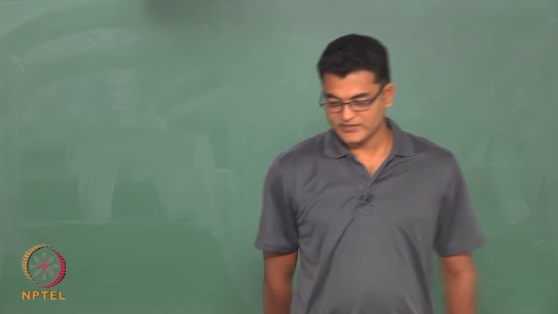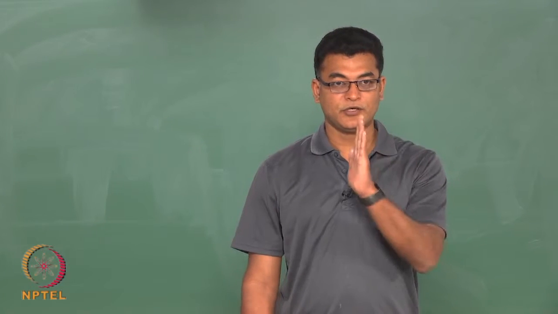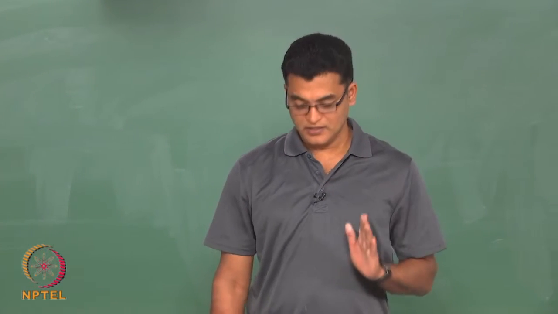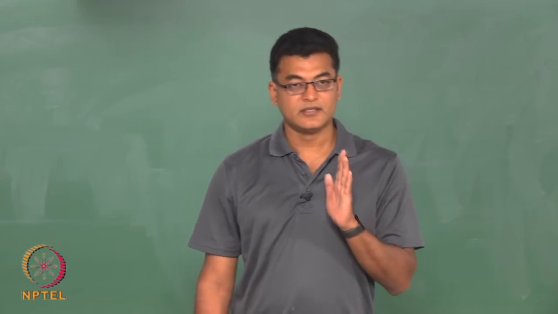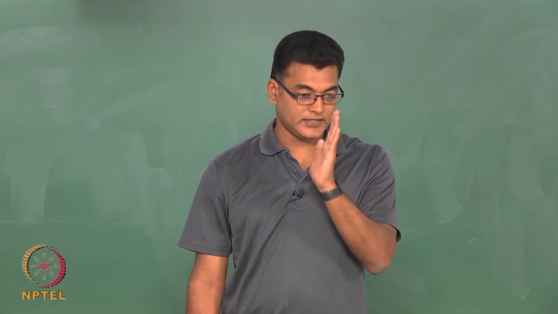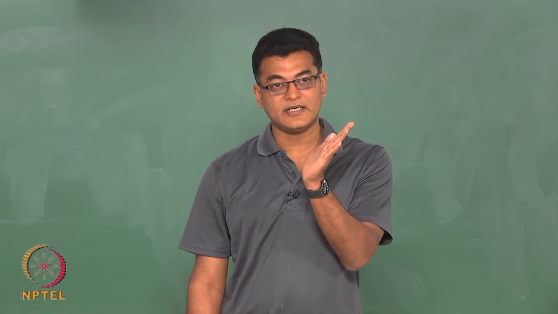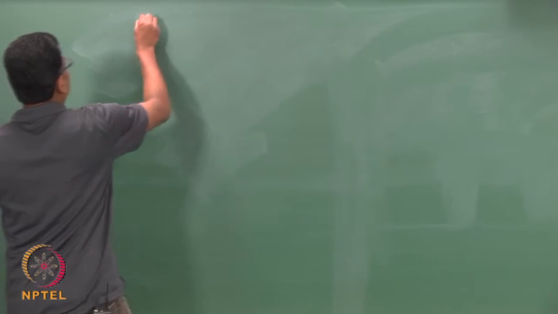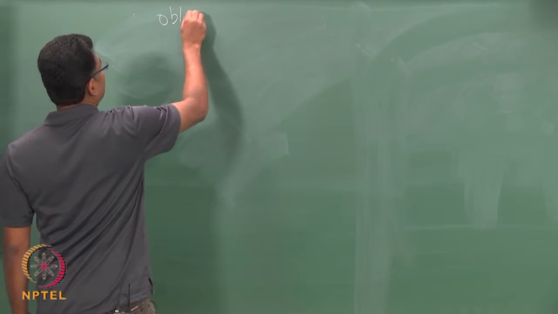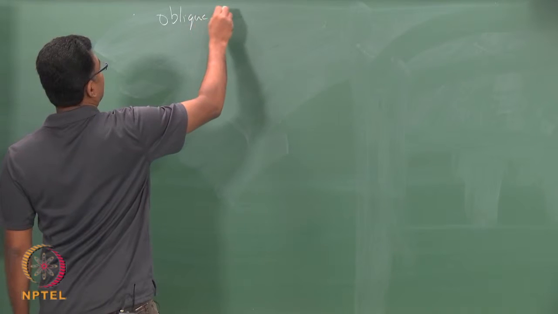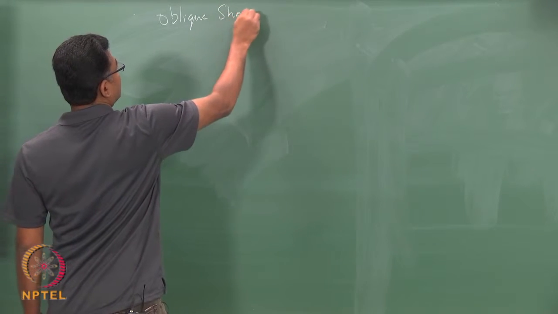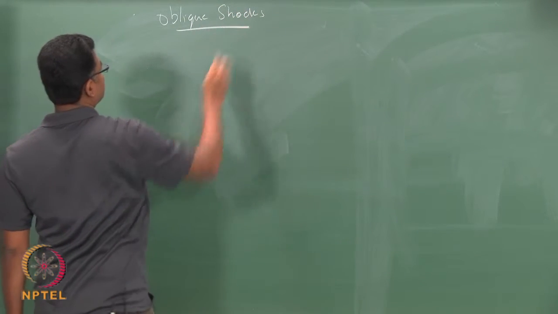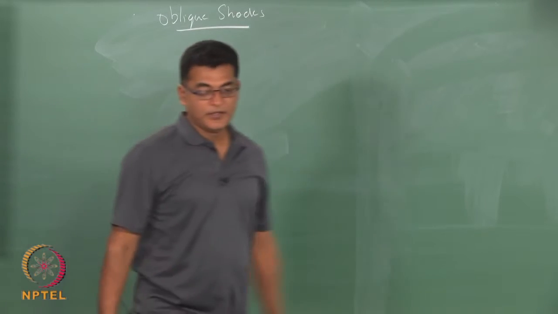So, till now we were discussing a shock wave that is normal to the fluid direction. Now, we are going to discuss the shock wave that is at an angle with the flow direction. These are typically called oblique shocks.